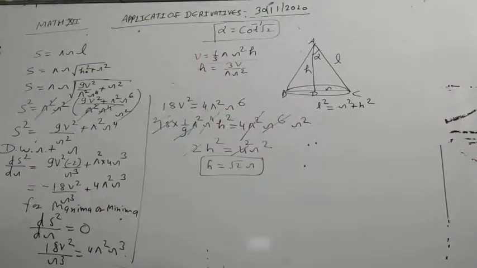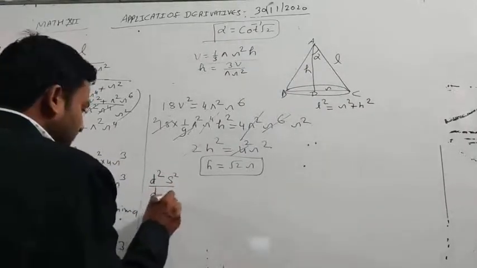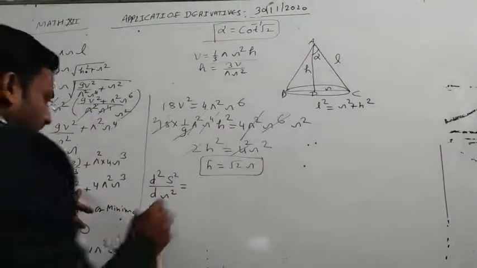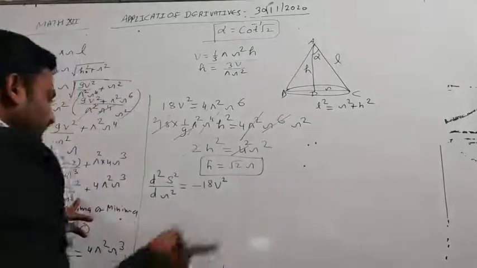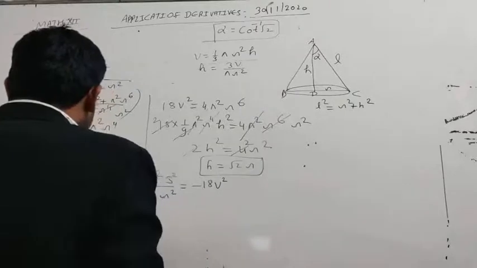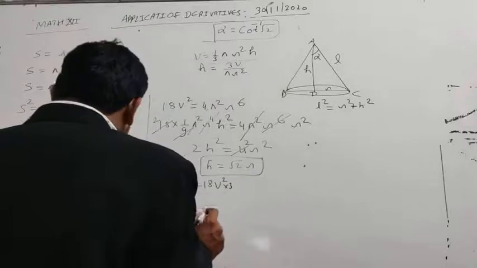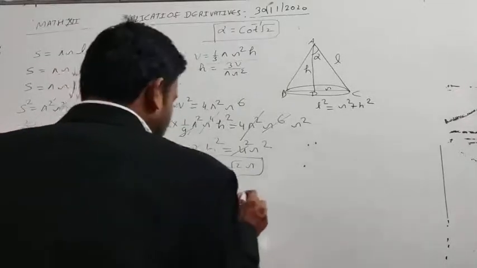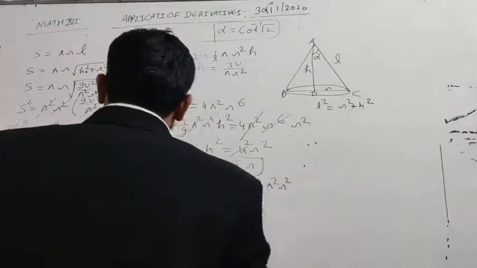Okay. So now we will find our second derivative. So d2(S square) by dr2, the second derivative of this, will be minus 18 V square, and when r goes to the numerator it changes to positive, and it will be into 3 r to the power 4, and this will be 12 pi square r square.